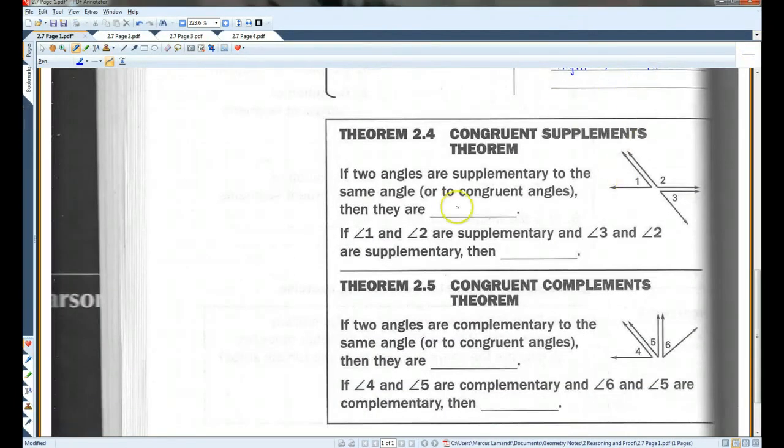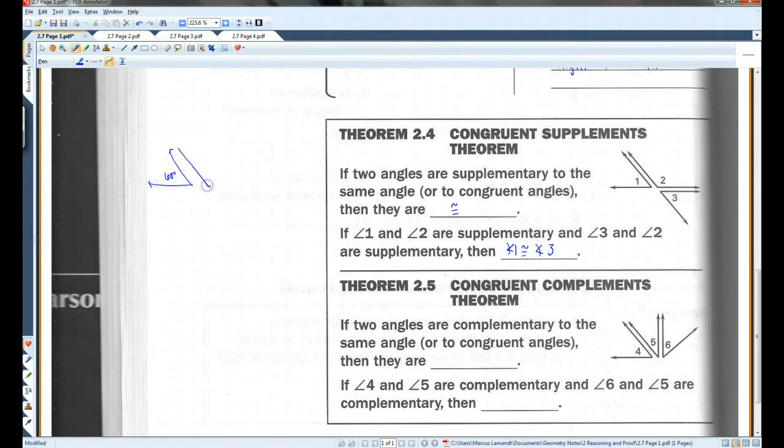Okay, the congruent supplements theorem. If two angles are supplementary to the same angle, or to congruent angles, then they are congruent. So if angle 1 and angle 2 are supplementary, and angle 3 and angle 2 are supplementary, then angle 1 has to be congruent to angle 3. So for example, if you have some angle, we'll say it's 60 degrees.